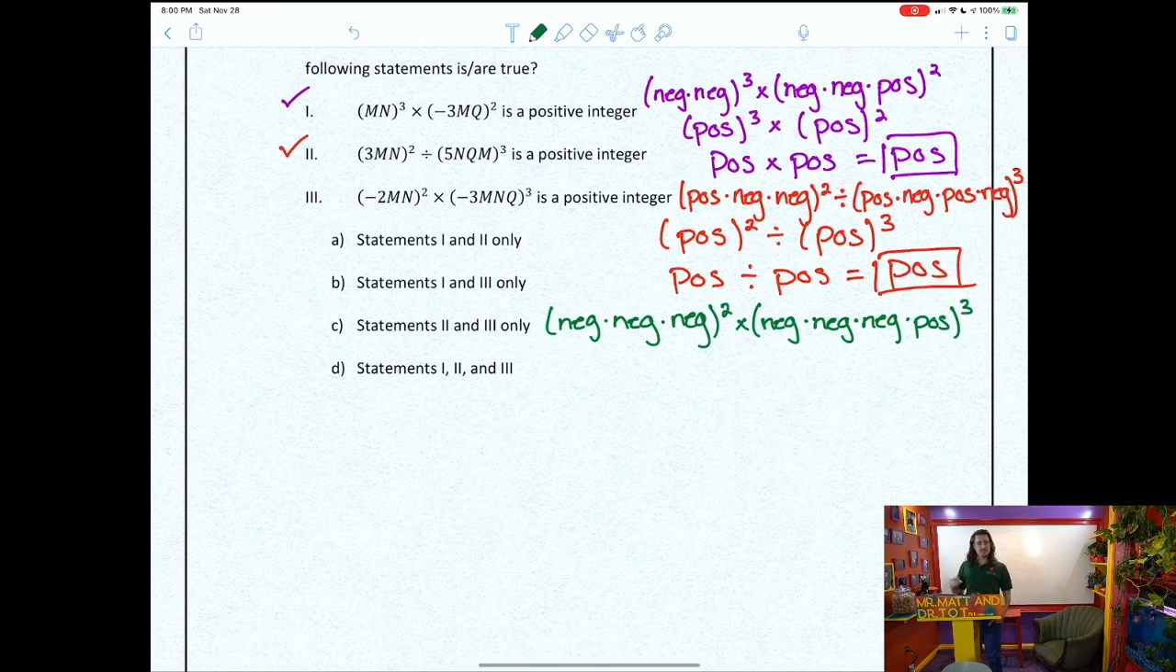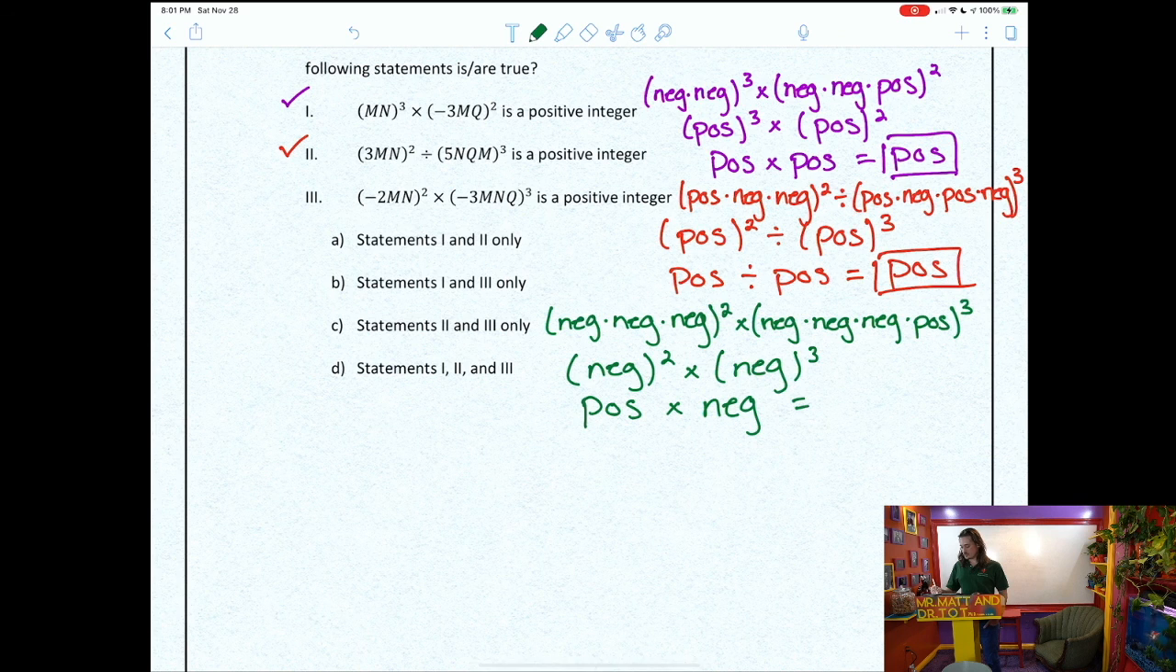A negative times a negative times a negative is going to be negative, so it's going to be a negative squared on the left. A negative times a negative times a negative, that will be negative. That negative times that last positive is still going to be negative, so that's going to be a negative cubed. A negative squared will turn positive, however, a negative cubed will remain negative. A positive times a negative will result in a negative outcome. And so statement 3 is false, so your answer here is going to be 1 and 2 only, which is answer selection A.